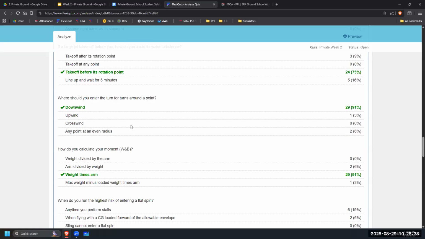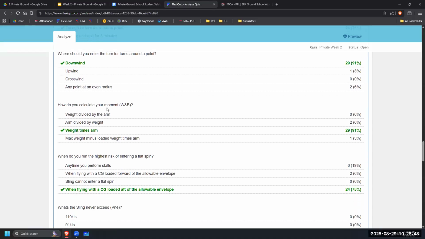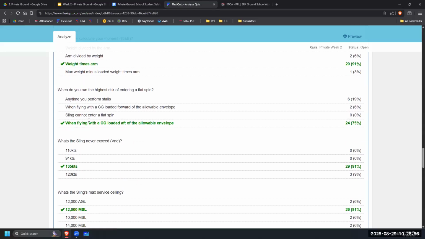This one's good, 91. Where should you enter the turn for turns around a point? The downwind. I think I said that 20 times in that class. So good. How do we calculate our moment for weight and balance? Weight times arm. Good, 91. 29 of you. That's good.